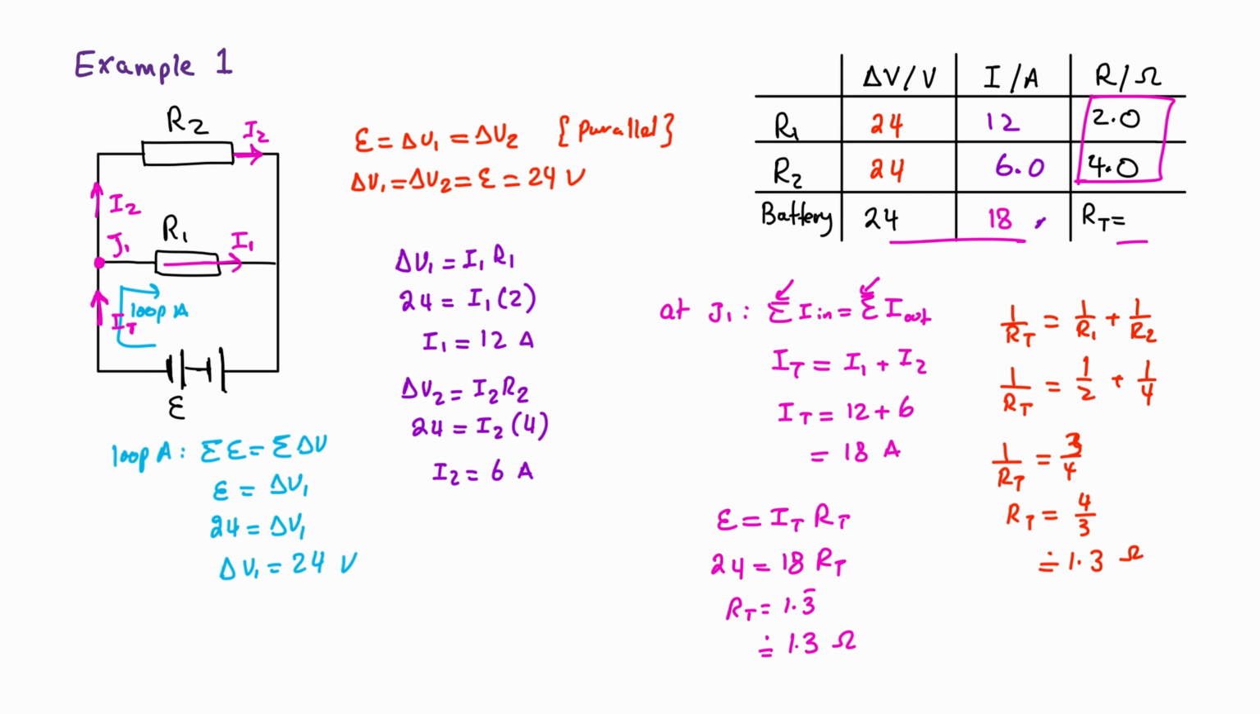This is also a good way to check your work, because you use another method to find RT as 1.3, and you can use this to confirm that your answer was correct. You can also do another check as well. 2 times 12 is 24, 4 times 6 is 24, and 1.3 repeating multiplied by 18 is 24. We've got a parallel circuit, so all voltages are the same. Current going in is 18. 6 goes here, and you're left with 12 going here.